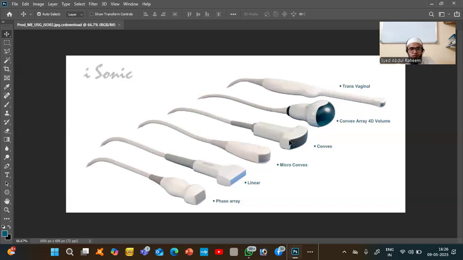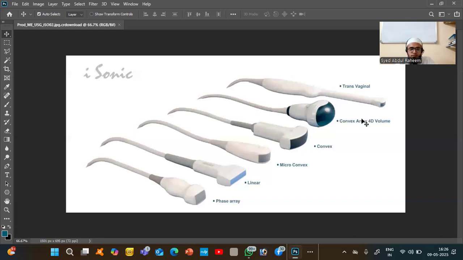Next, we have another type of probe, mostly microconvex or phase arrays. Phase arrays are used for heart, lungs, pleura, abdomen. So the mostly utilized probes are linear, phase arrays, and convex.